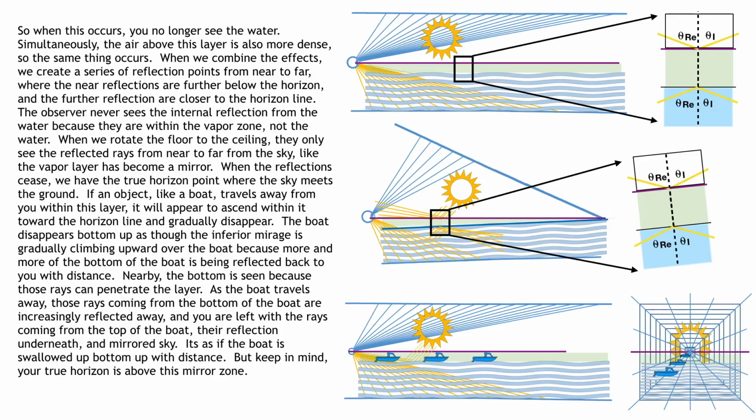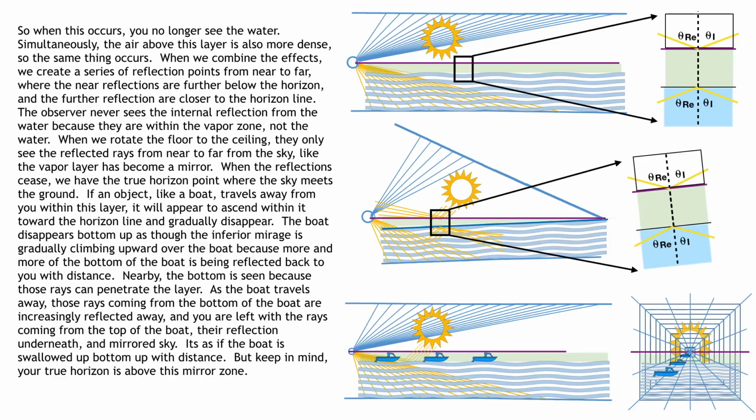The boat disappears bottom up as though the inferior mirage is gradually climbing upward over the boat, because more and more of the bottom of the boat is being reflected back to you with distance. Nearby, the bottom is seen because those rays can penetrate this layer. As the boat travels away, those rays coming from the bottom of the boat are increasingly reflected away, and you are left with the rays coming from the top of the boat, their reflection underneath, and the mirrored sky. It is as if the boat is swallowed up, bottom up, with distance. But keep in mind, your true horizon is above this mirror zone.